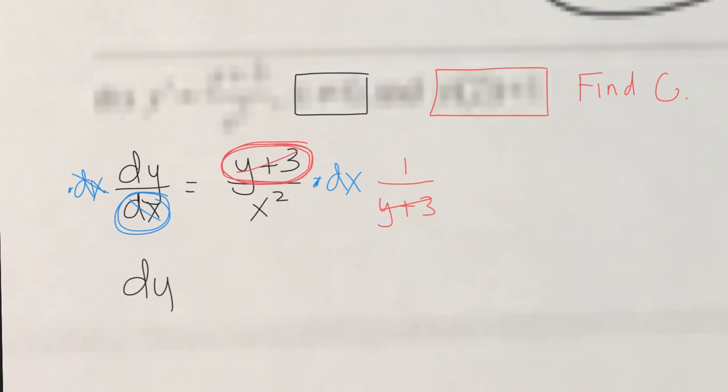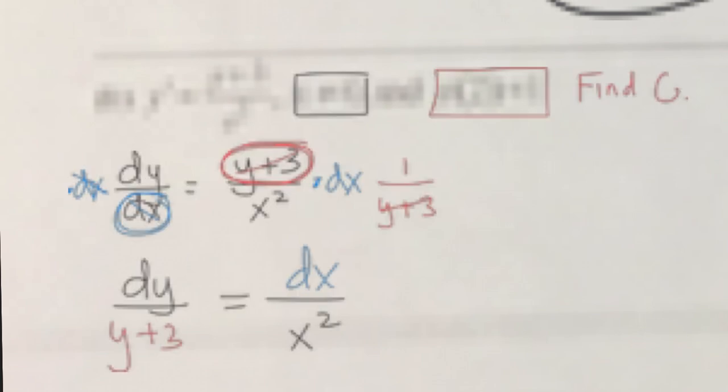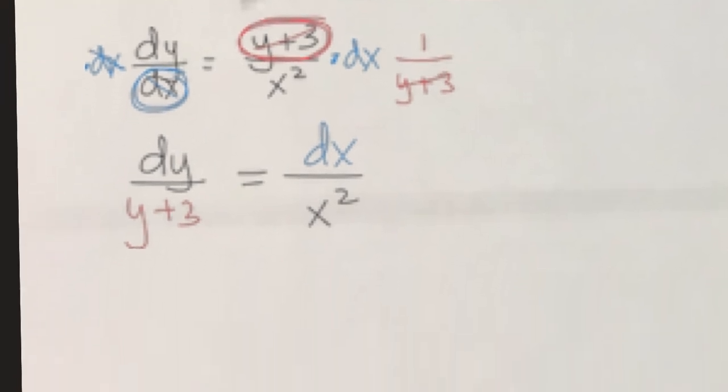So we have the equation dy over y plus 3 equals dx over x squared. Remember, x squared is in the denominator here, so it needs to stay in a denominator. So we have dx in the numerator over x squared in the denominator. That's the first part, doing the algebra in order to separate our variables. And now comes the calculus. Take the integral of both sides.